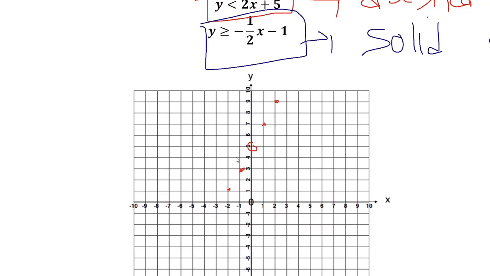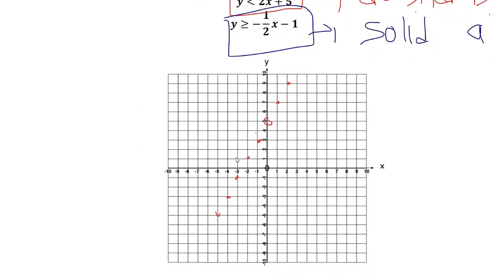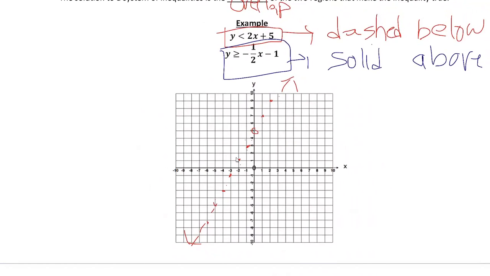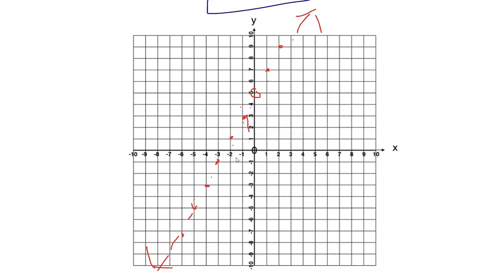Some people say you need to do that open circle, but I've never really cared too much about that. As long as you have a dash line or a solid line, that's usually what I look for, with the understanding that a dash line is not part of your answer. Okay, that would be our first line. And like we said, we're going to shade below. So you can just pick any point and go straight down. So like this would be below, everything like here.